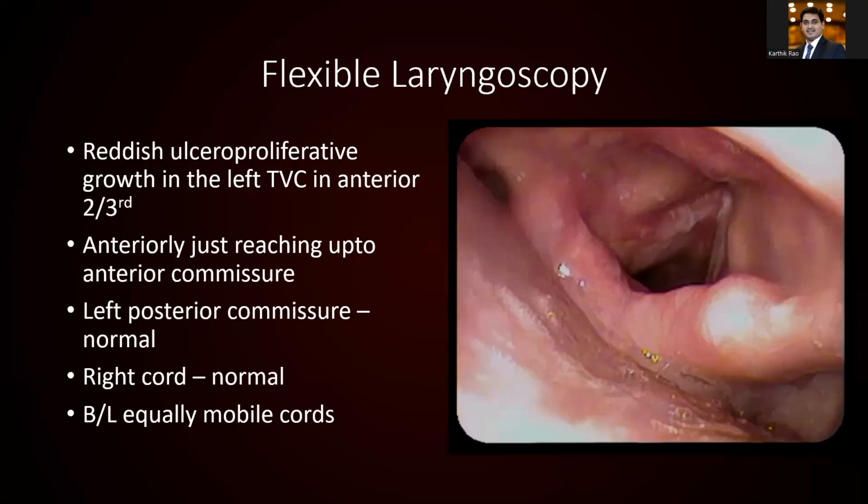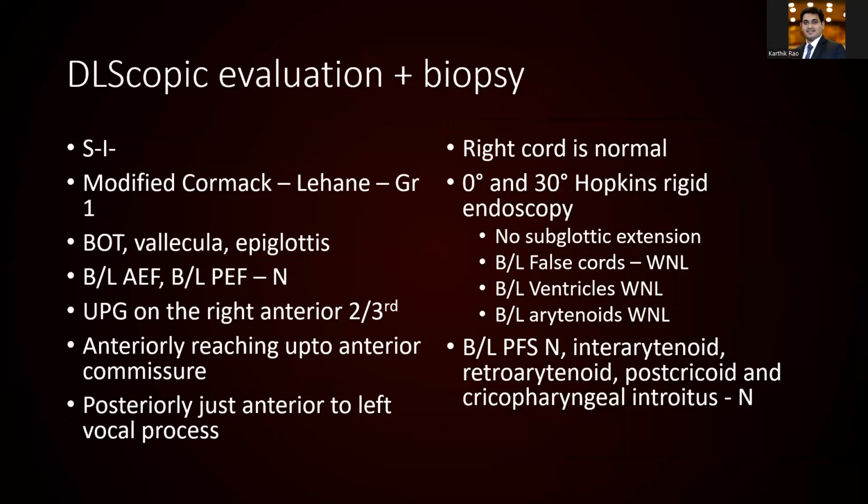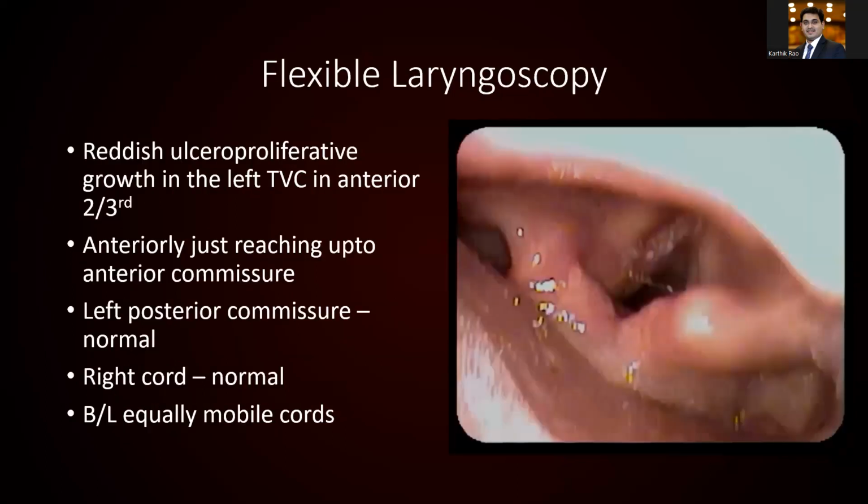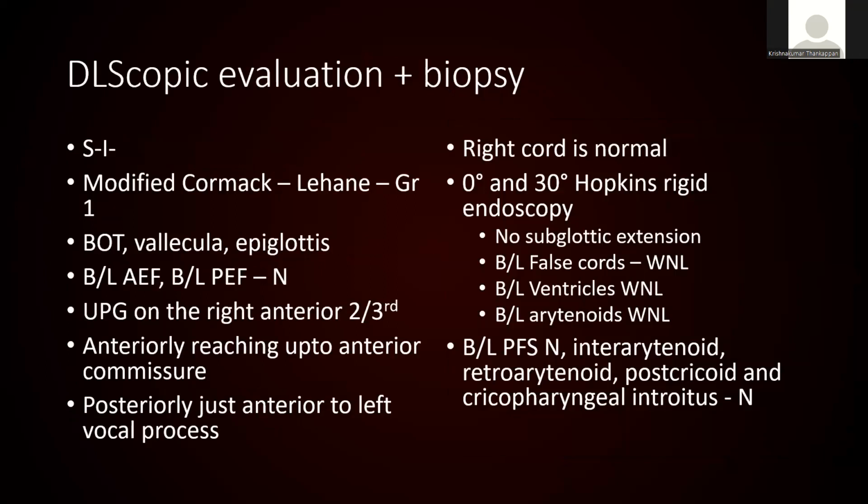So, sir, we had also done a direct laryngoscopy. If you permit me, I'll go to that, sir. So we had done a direct laryngoscopic evaluation along with biopsy for this patient. Starting from superior to inferior, while inserting the scope, the glottic exposure based on modified Cormack-Lehane was grade 1. The base of tongue, vallecula, epiglottis, bilateral arytenoids, bilateral AE folds, and bilateral pyriform sinuses were normal.